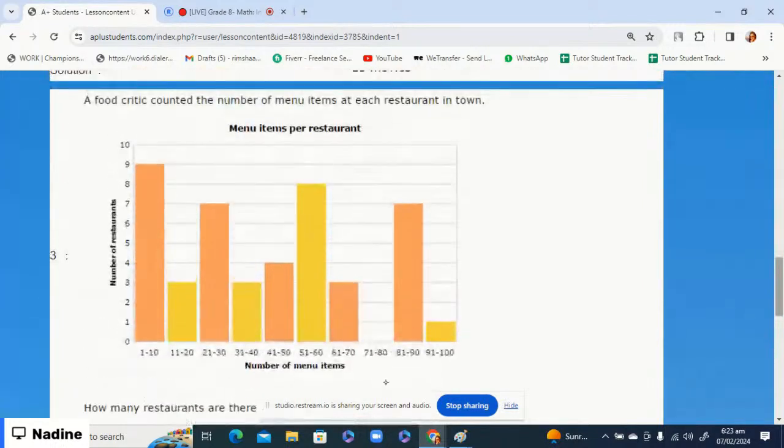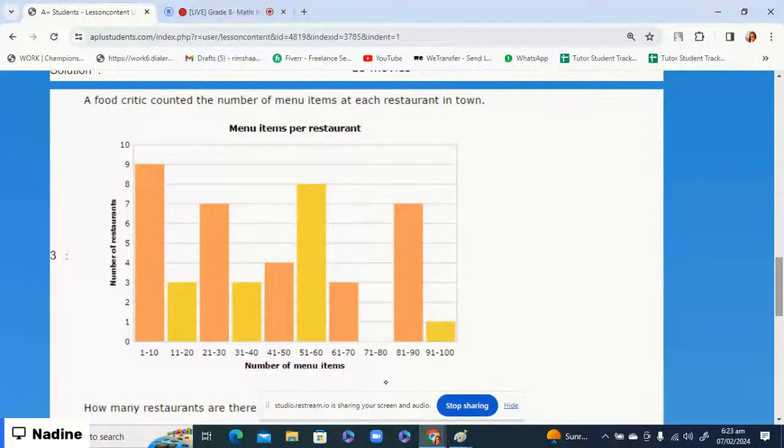First, we write 1 to 10. How many restaurants? It's 9. 11 to 20, it's 3. 21 to 30, it's 7. 31 to 40, it's 3. 41 to 50, it's 4. Then 51 to 60, that is 8. 61 to 70, it's 3.